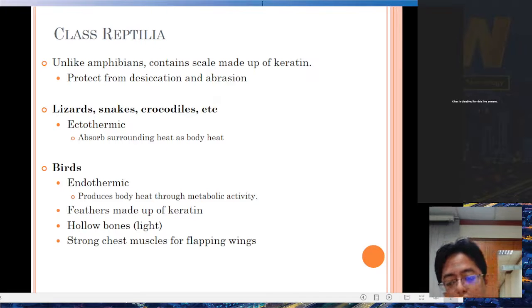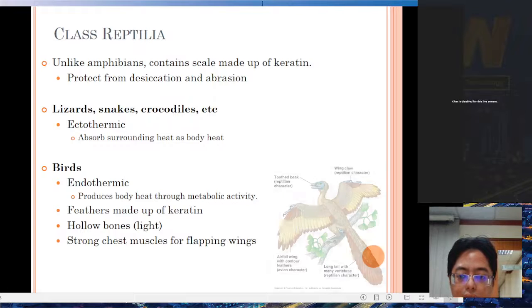They have feathers made of keratin, and then they have hollow bones. Okay, meaning that they are light. Meaning that if you look at birds, right, the bones easily break. Why? Because inside there is a lot of empty space that makes them light. Okay, and then you have strong chest muscle for flapping wings. Okay, so it enables them to fly, which is a very good advantage.